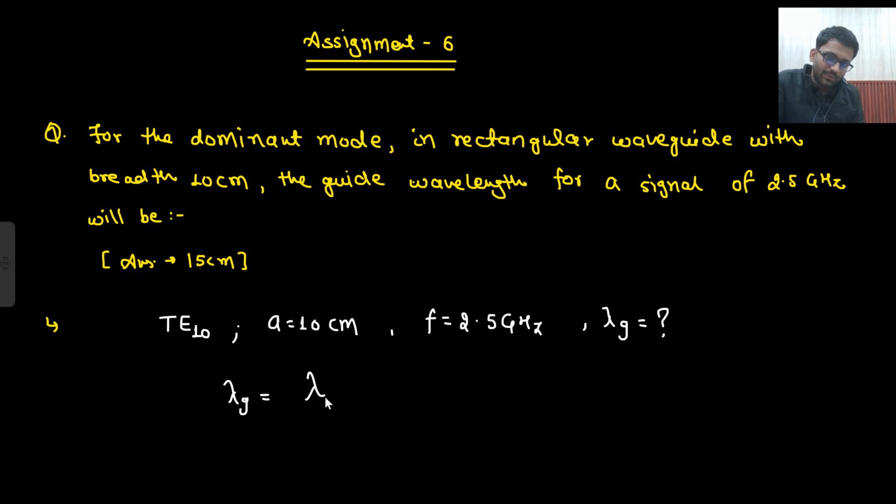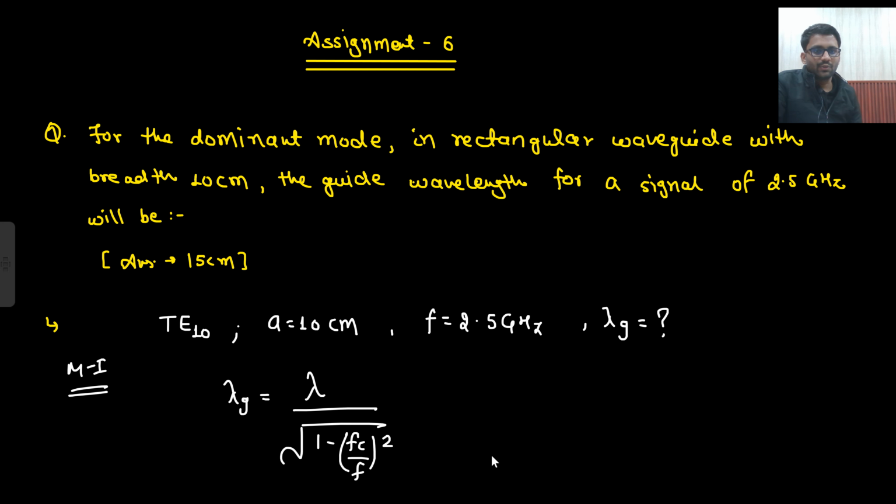So lambda g is equals to, so this is method 1. There are two methods of this question. Lambda g is equals to lambda upon under root 1 minus fc by f whole square. Whenever I see this question, this will be the first thing that will click to me. F value I am having, lambda value I can calculate, anything I can calculate.